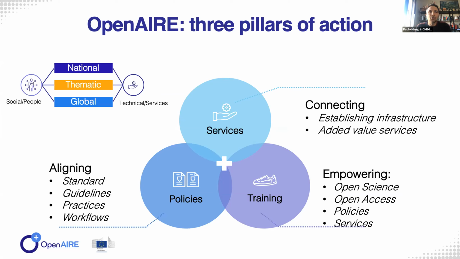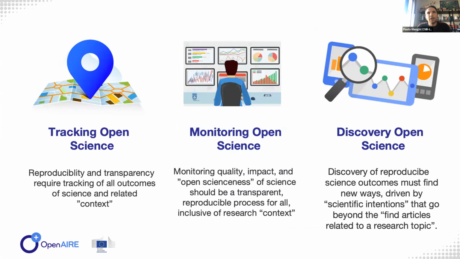Again, touching on other continents, trying to align on standard guidelines, practices, workflows, at the level of the community as well, so thematic, national and global, as I just mentioned. So what I would like to talk about today is what we do in terms of services. We are acting at 3 levels: tracking open science, monitoring open science, and discovery mechanisms about open science. Today we'll focus mainly on the center, monitoring, but of course it has to do with the tracking, which is a large chunk of our activities in OpenAIRE.